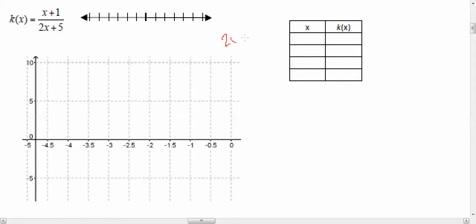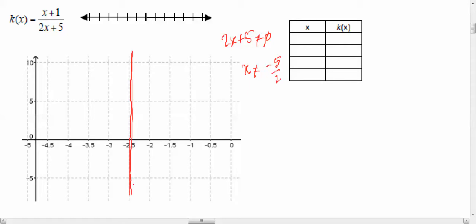2x plus 5 cannot equal 0. So therefore, x cannot equal negative 5 over 2. Negative 5 halves, that's the same as negative 2.5. So here's my vertical asymptote.